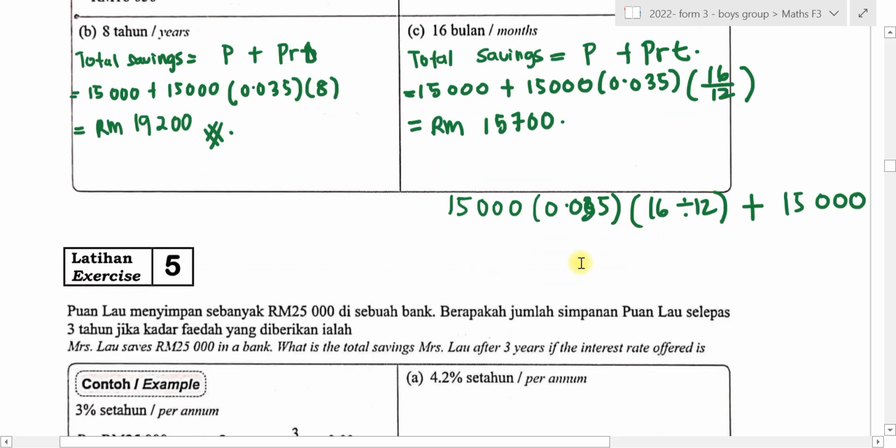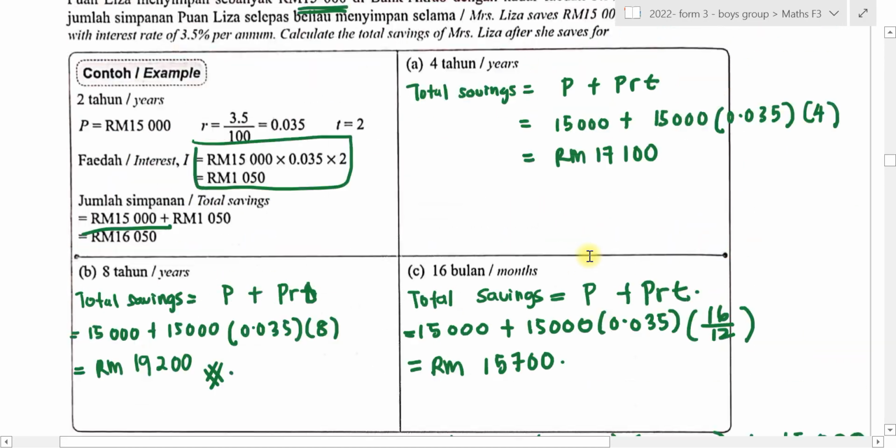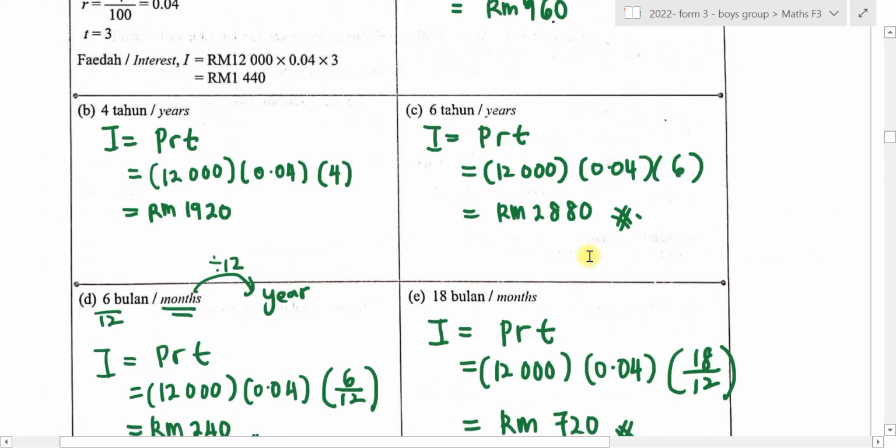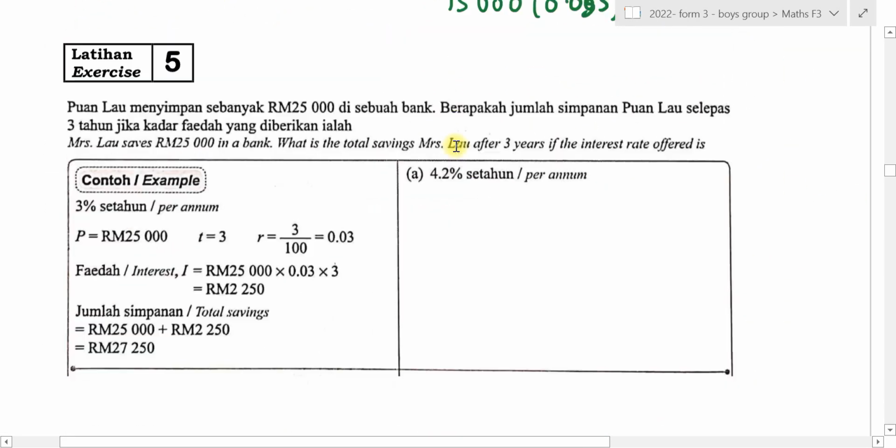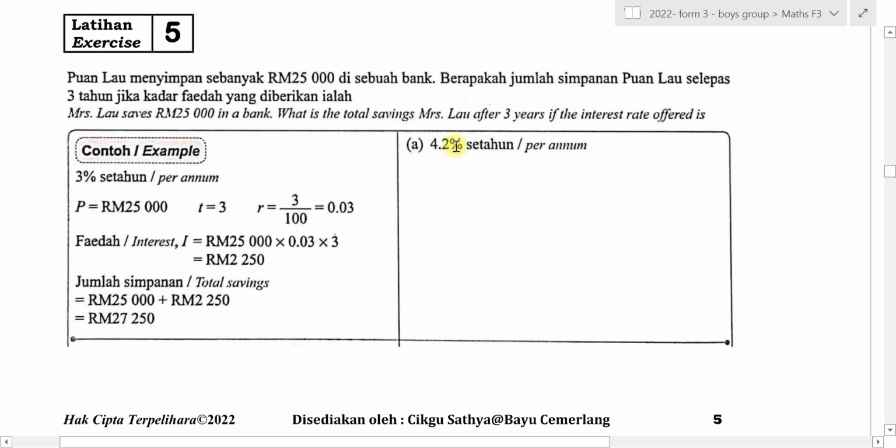Okay, so we settled that one. So you know already the difference between interest accumulated and total saving. Now it is still a simple interest question.